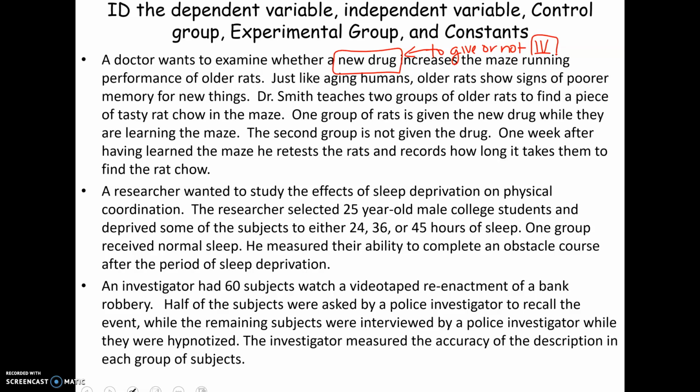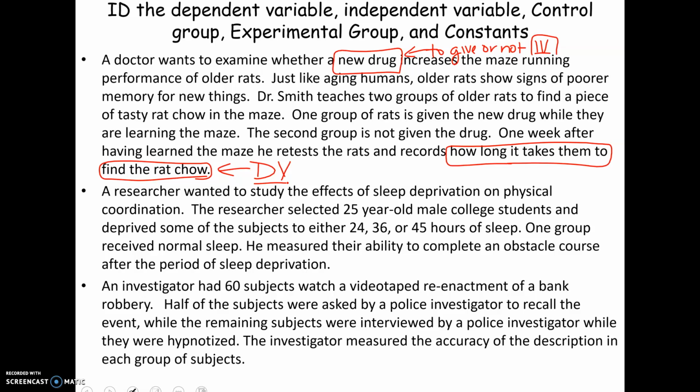Dependent variable. What are we measuring in this experiment? So in this case, we are going to be measuring their maze performance. Notice one group's given the drug, one isn't given the drug, and then we're measuring how long it takes the rats to find the rat chow. So that would be our dependent variable. I'm just going to put DV for dependent variable. So we're changing whether they get the drug or not. We're measuring their time to solve the maze.